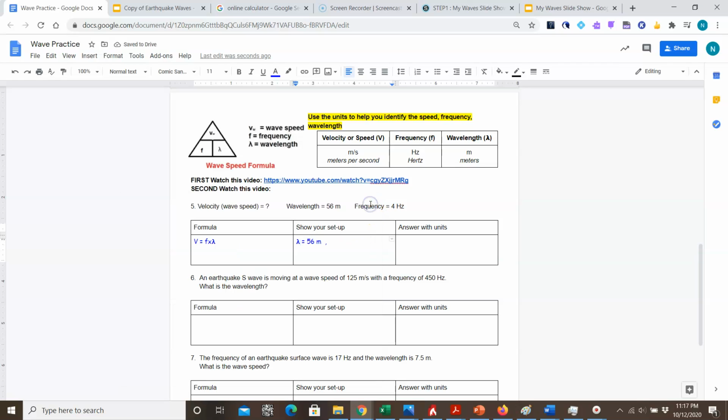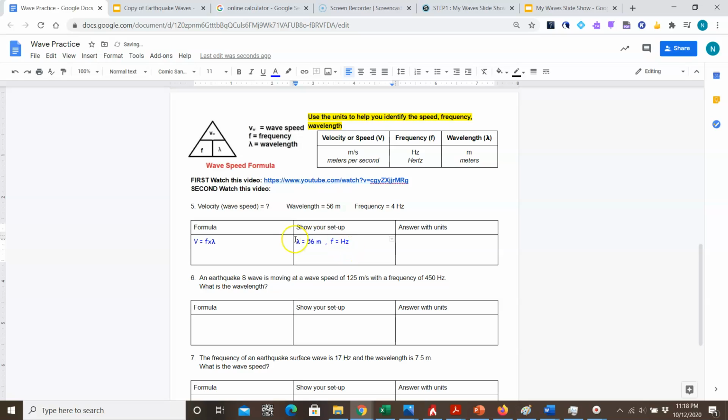The other way that you can do this, instead of inserting it yourself, is you can just copy the lambda symbol from the page. So I'm just going to copy this one here. Control C, Control V. All right, so I got my wavelength is equal to 56. Now for my frequency, it's 4. So 4 hertz.